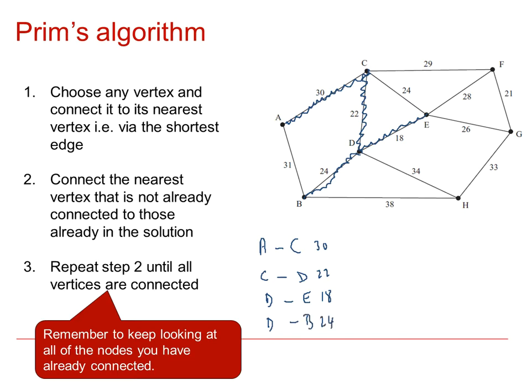Again, looking all the way around, we'll see this time that our smallest one is 26, this time from E. So from E to G, 26. From G to F would be 21. So that's the smallest one. And then we've got one more to go. We need to connect H in, and the smallest route to connect H in is from G to H.